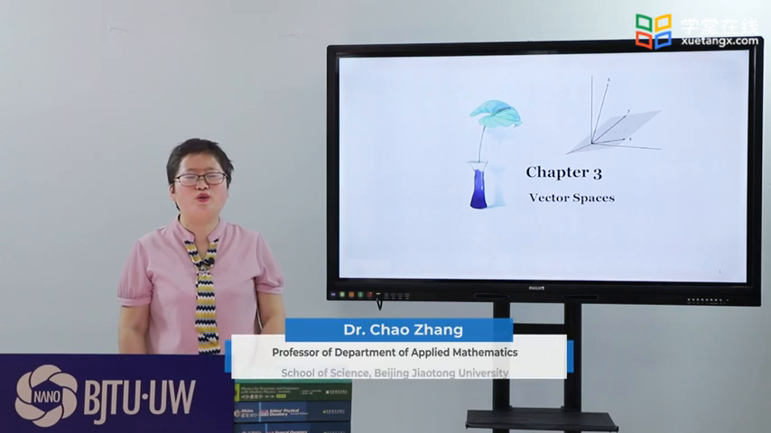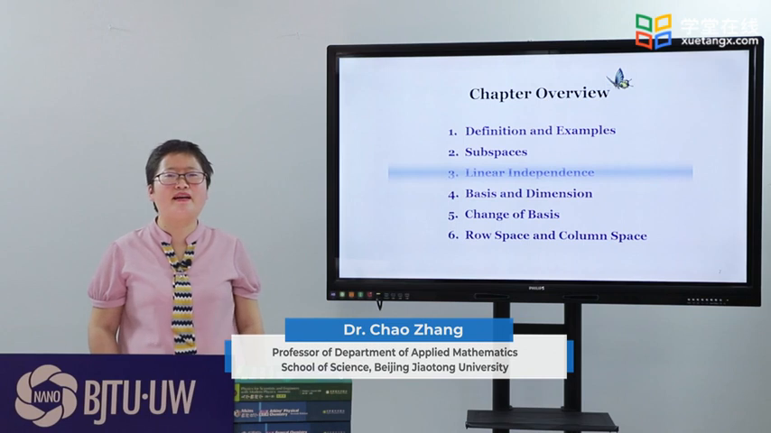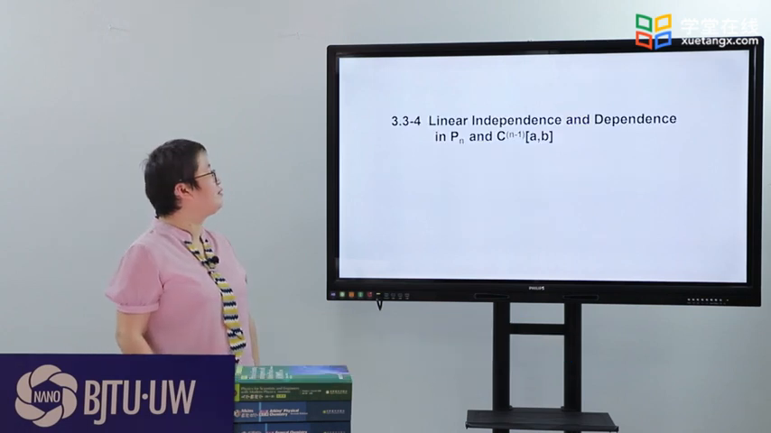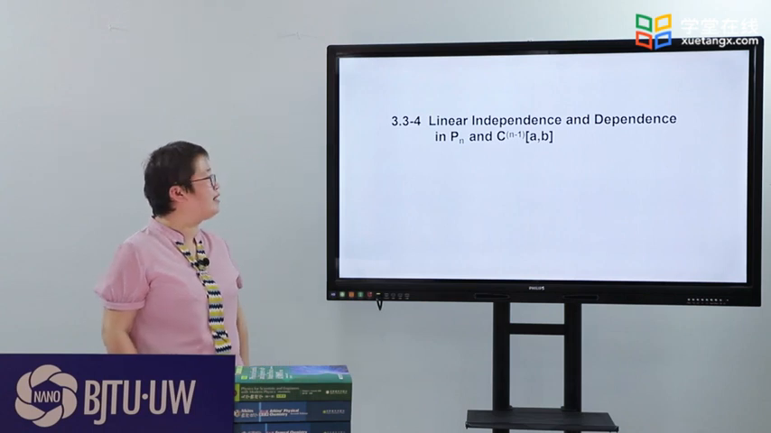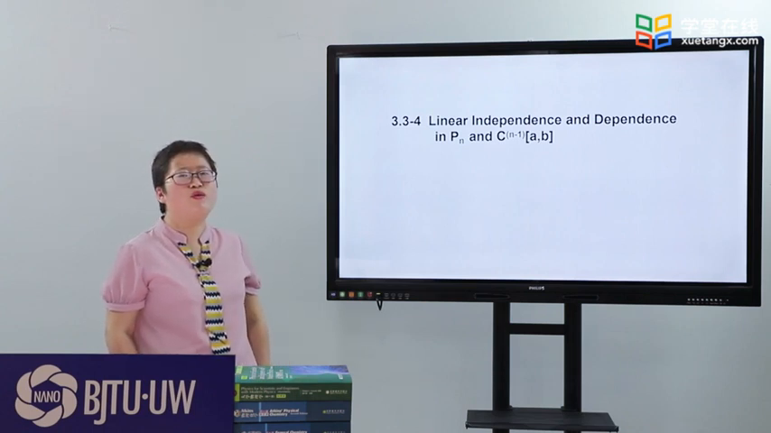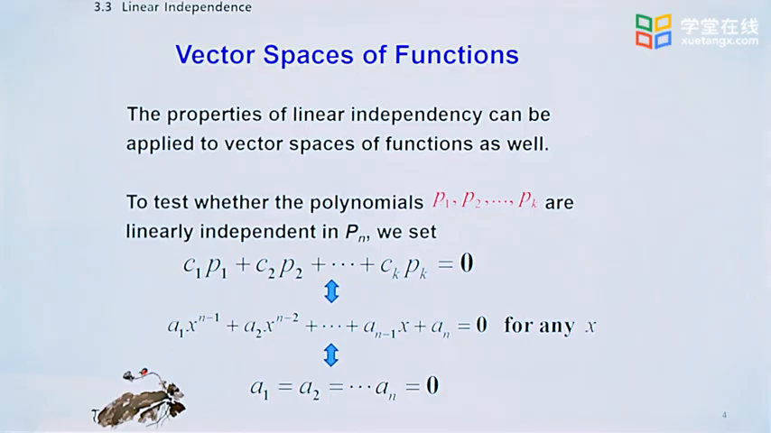Okay, we continue to learn Chapter 3, Vector Spaces. Section 3, Linear Independence. And Part 4, Linear Independence and Dependence in Pn and C^(n-1)[a,b], in these two functional vector spaces. Okay. Vector space of functions. The properties of linear independence can be adjusted to vector spaces of functions as well.